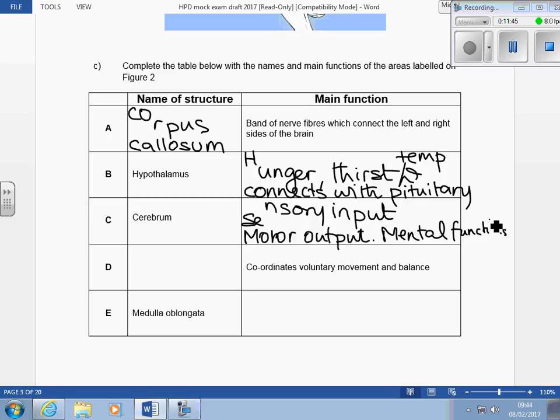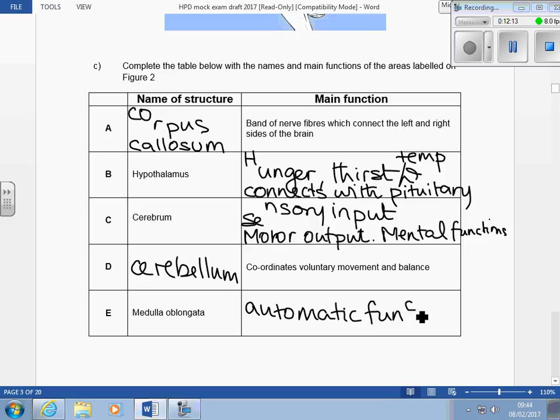Right, part D coordinates voluntary movement and balance. We are going to call that the cerebellum. Oh, let's jump down and up a bit. Okay. And then part E, the medulla oblongata. Yeah, that's it. Automatic.